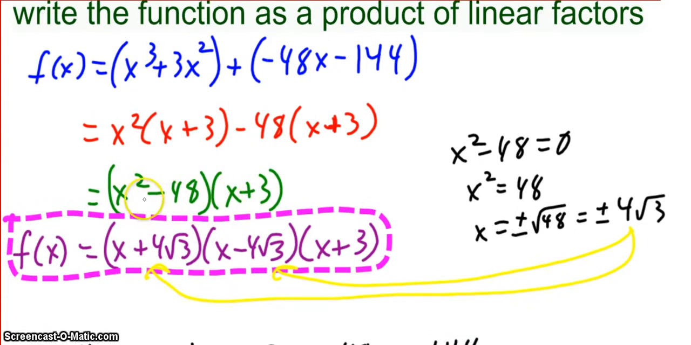Now, if you're comfortable and you understand how to factor x squared minus 48, you can go right to your answer of x plus 4 root 3 and x minus 4 root 3. If you're not, or if this didn't factor nicely, what you can do is set it equal to 0 on its own and solve. So I added 48, took the square root and simplified, and then now rewrite those solutions or zeros as factors. So I know if x equals plus or minus 4 root 3, then the factors were x minus 4 root 3 and x plus 4 root 3. So this is my answer. That's a product of linear factors.